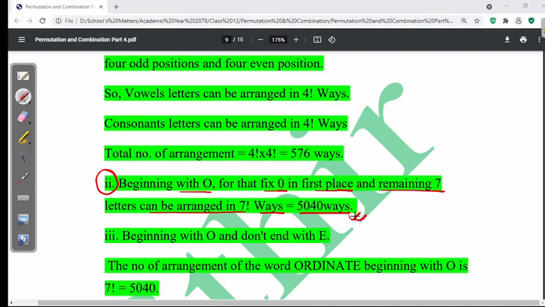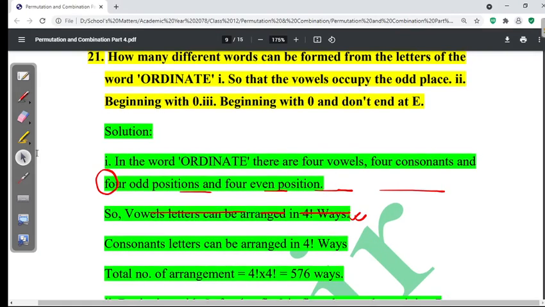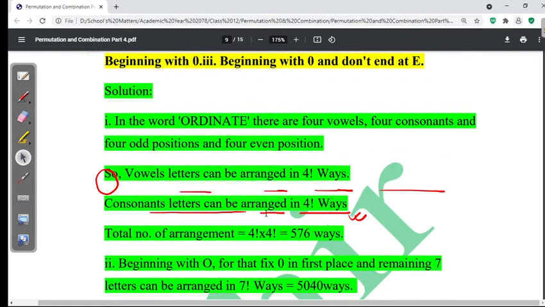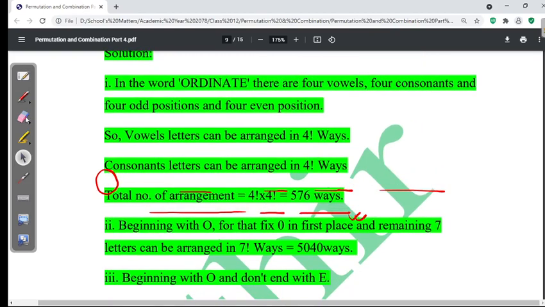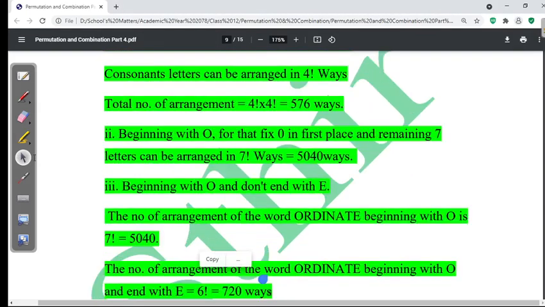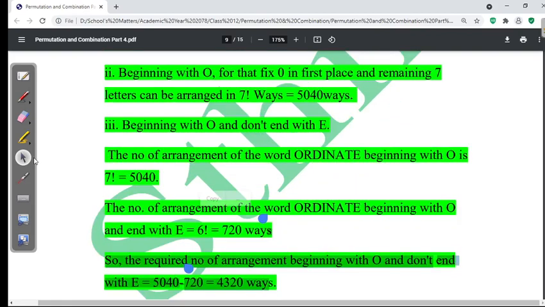This is the required condition. And now the third condition is beginning with O and do not end at E. So in this case, it is quite an interesting question. In this case, dear students, we have to arrange. Firstly, beginning with O and ending with E, we have to find the arrangement.